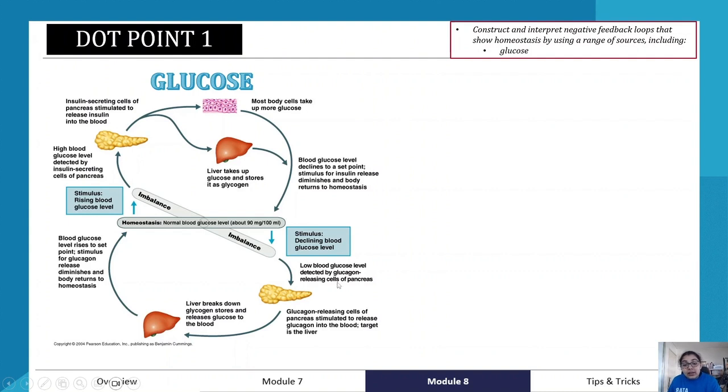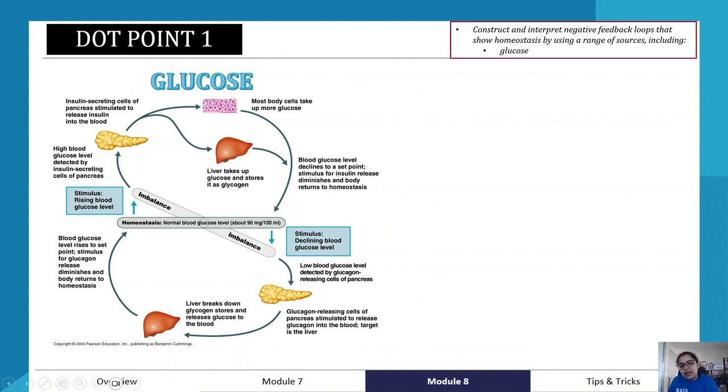And then from there, once the glucagon releasing cells of the pancreas are stimulated to release glucagon into the blood, it is going to target the liver. It's not going to target the muscles or adipose tissues just yet. It will only do that when you're in starving conditions, or, for example, exercising at a really high intensity. But that's a whole different topic. That's not related to this. That's metabolism and stuff.